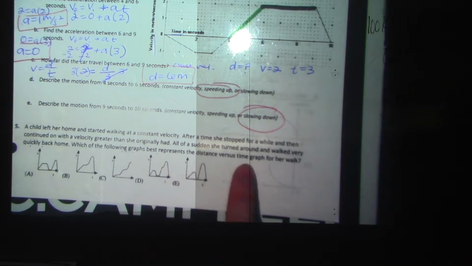A child left home, started walking at a constant velocity. After a time, she stopped for a while and then continued with velocity greater. All of a sudden, she turned around and walked very quickly back home, which represents her distance versus time, or her position versus time graph.